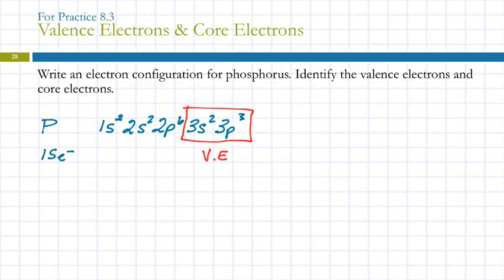I abbreviate that VE, valence electrons. How many valence electrons? 5. And what group is phosphorus in? It's in group 5, right? 5 valence electrons. And then the core electrons are everything else. So those are the core electrons. Okay, any questions about that?